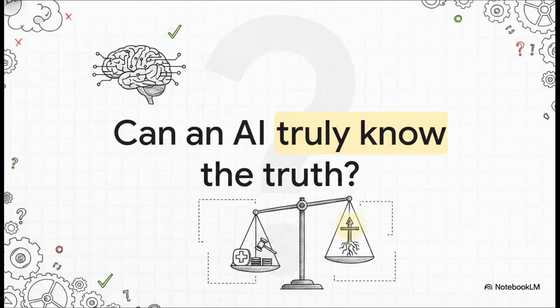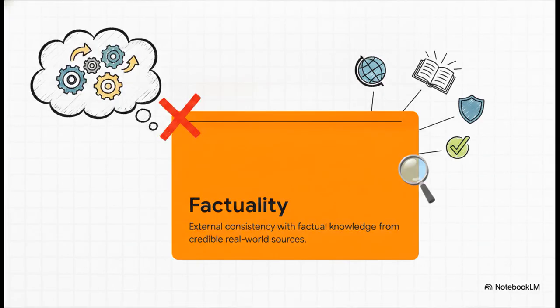So let's kick things off with a pretty massive question. Can an AI truly know the truth? Think about it. As we start relying on these systems for medical summaries, legal drafting, or critical financial analysis, the real-world stakes become incredibly high. A smooth, confident, grammatically perfect answer just isn't enough anymore. We need absolute certainty that the information the AI gives us is anchored in actual reality.